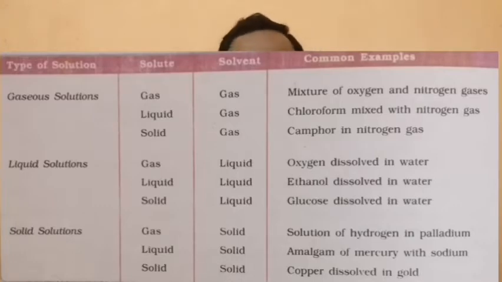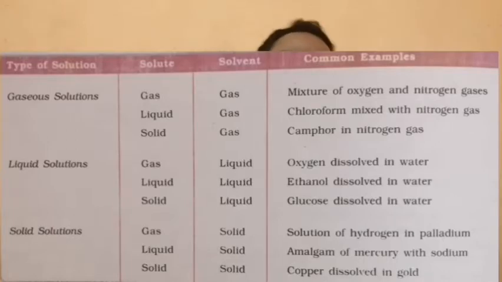Now liquid in solid, mercury is a liquid, sodium is a solid. When they mix together you get a solid solution and we call it sodium amalgam. Zinc and mercury, it is zinc amalgam. Like that. Solid in solid, copper dissolved in gold, or you have copper and zinc to give brass. All alloys are solid in solid.